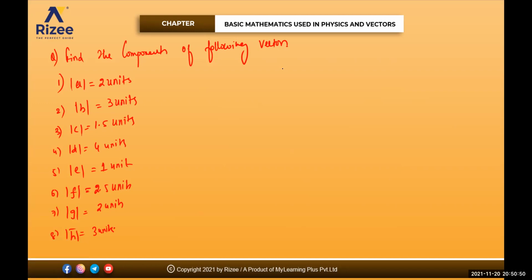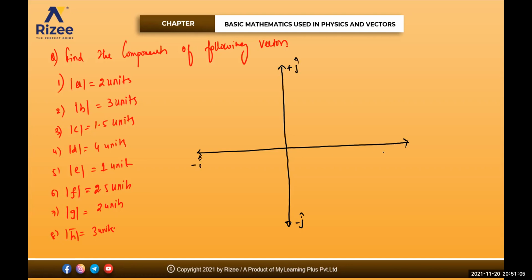Okay. So this is your y-axis. This is your x-axis. Minus j, plus j, minus i, plus i. I'll tell you one, remaining you try. Okay. First one is how much? I need the components. Components means what? X-axis component and y-axis component.